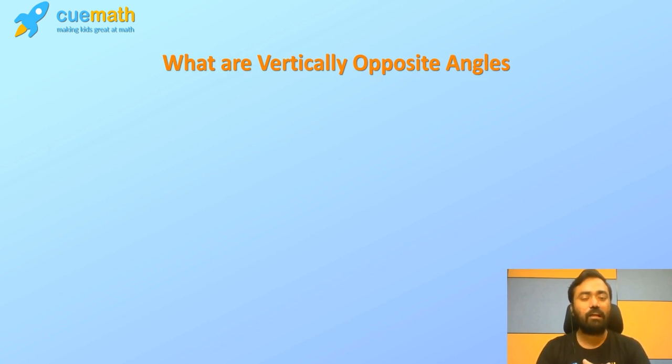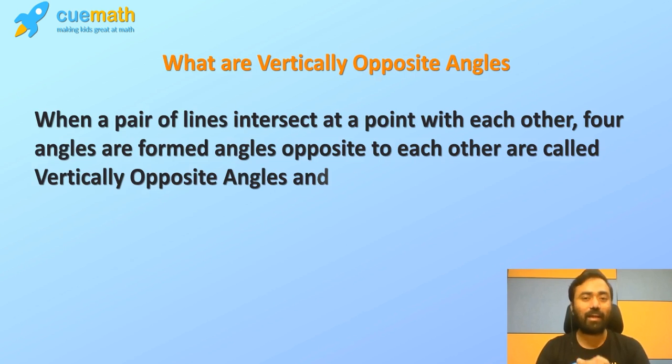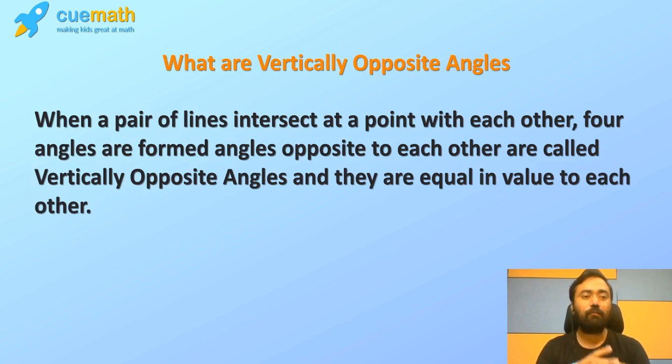So let's now see what are vertically opposite angles. So basically, when a pair of lines intersect at a point with each other, four angles are formed. Angles opposite to each other are called vertically opposite angles, and they are equal in value to each other.